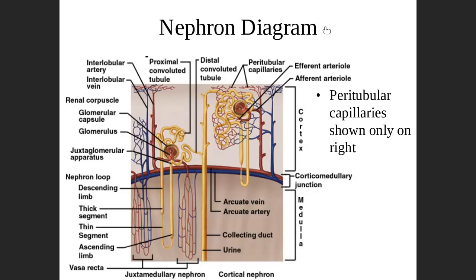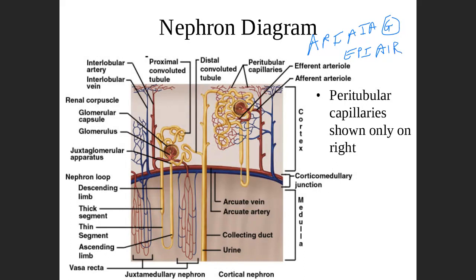So blood supply, go in and out. Make sure you know it's afferent arteriole, glomerulus, and efferent arteriole. Okay. And we already passed that.